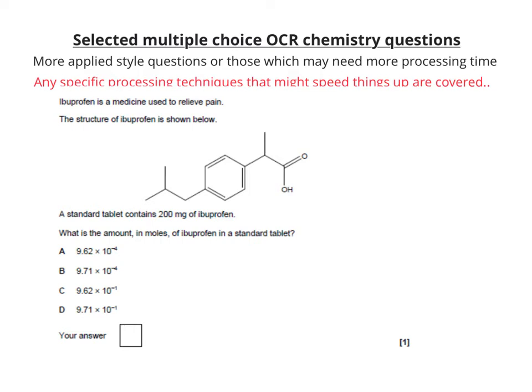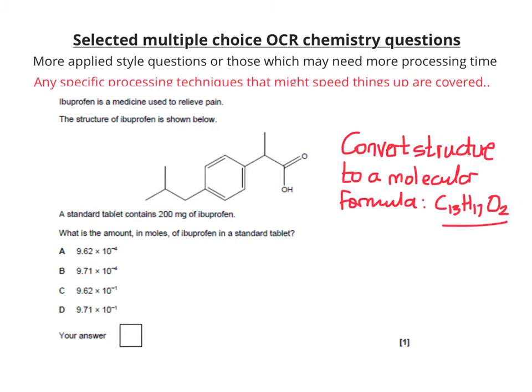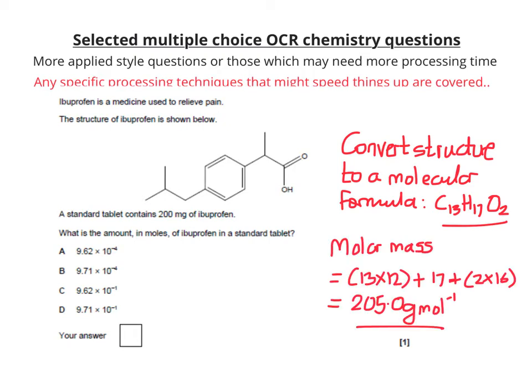Okay, so this one is about a rather complicated looking structure, ibuprofen it happens to be, and it asks you the number of moles of ibuprofen in a standard tablet. So the first thing to do is to take your structure and convert it to a molecular formula. Now you know how to work out the Mr. So that adds up to 205.0 grams per mole.